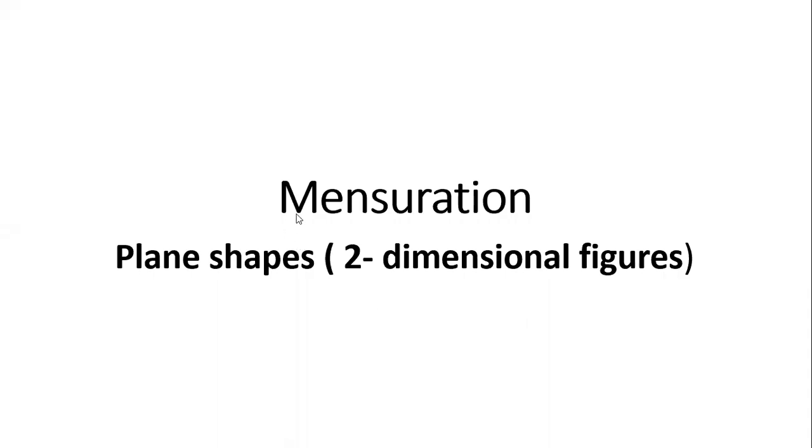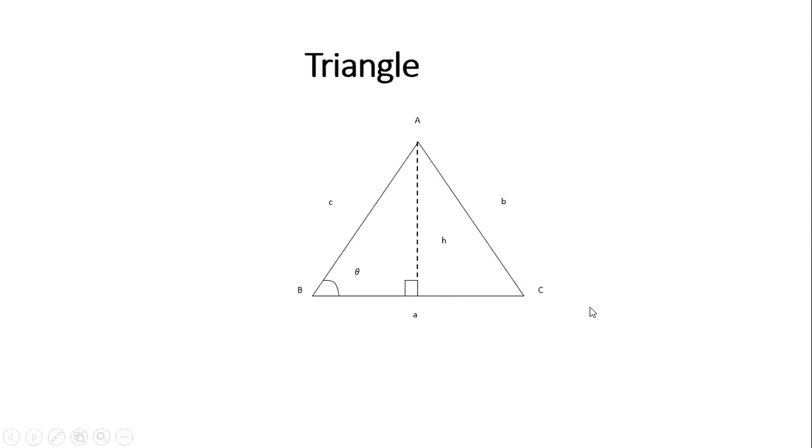Here we are discussing mensuration. We have the ways of measuring our shapes. Shapes are measured using their dimensions. What we are considering today is the two-dimensional shapes, and they are called plane shapes. The first shape we are going to be considering today is our triangle.